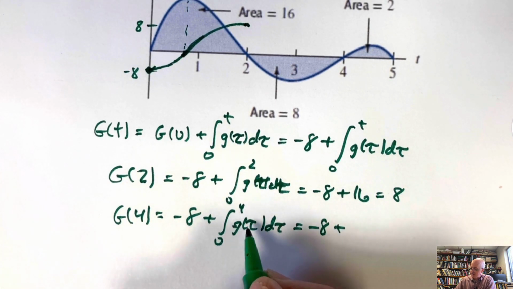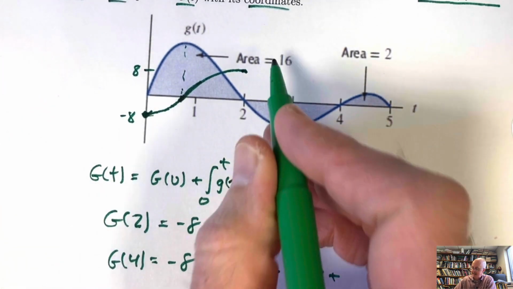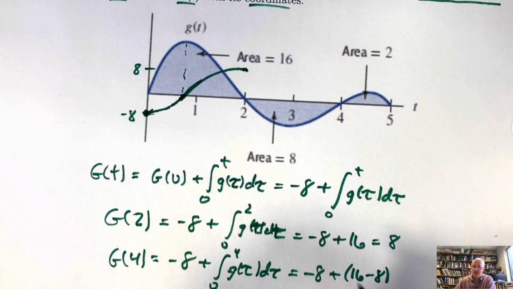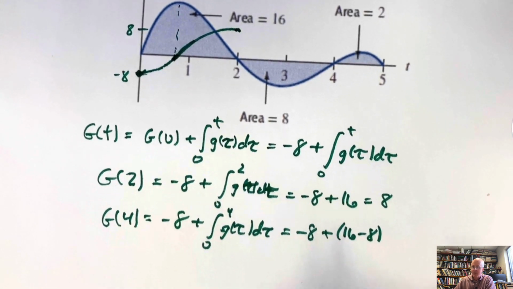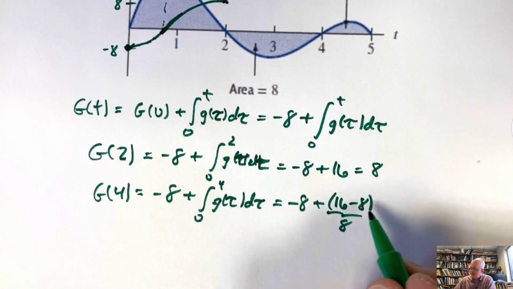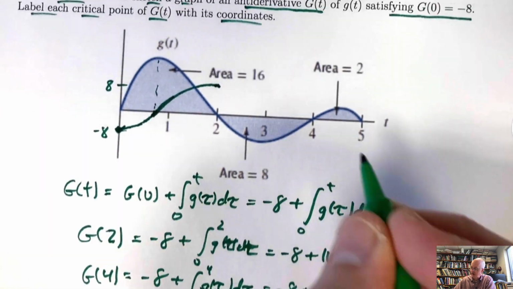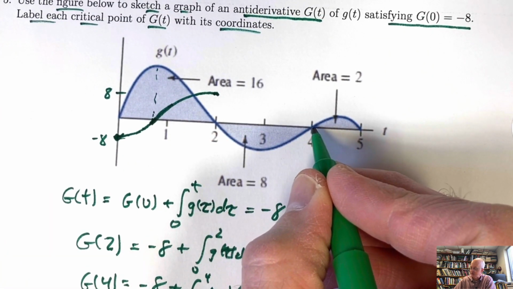This integral of little g from 0 to 4 is 16 minus 8. The integral from 2 to 4 is -8. That's an 8 there. -8 plus 8 is 0. Capital G of 4 is 0, and that's got to be where the slope of capital G is 0 as well, because the value of little g is 0 there.